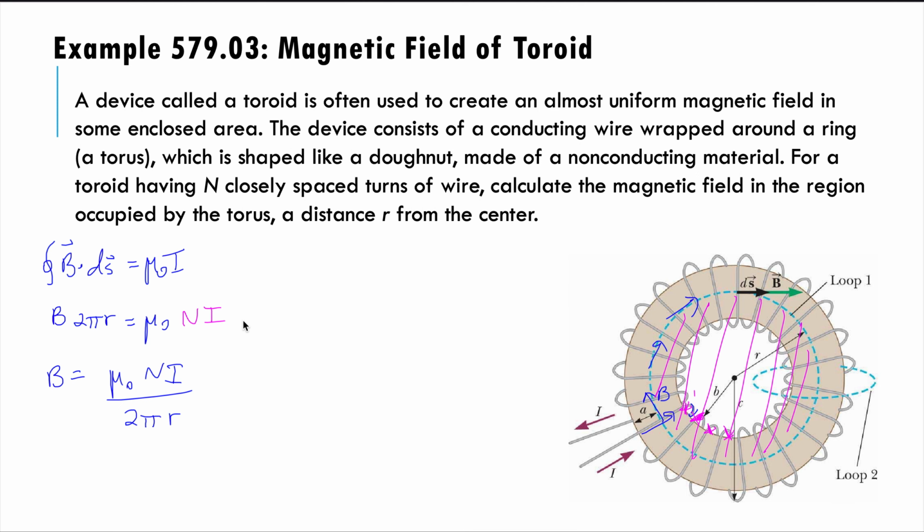So that concludes our examples using Ampere's law to find the magnetic field due to some current distributions that have a high degree of symmetry.